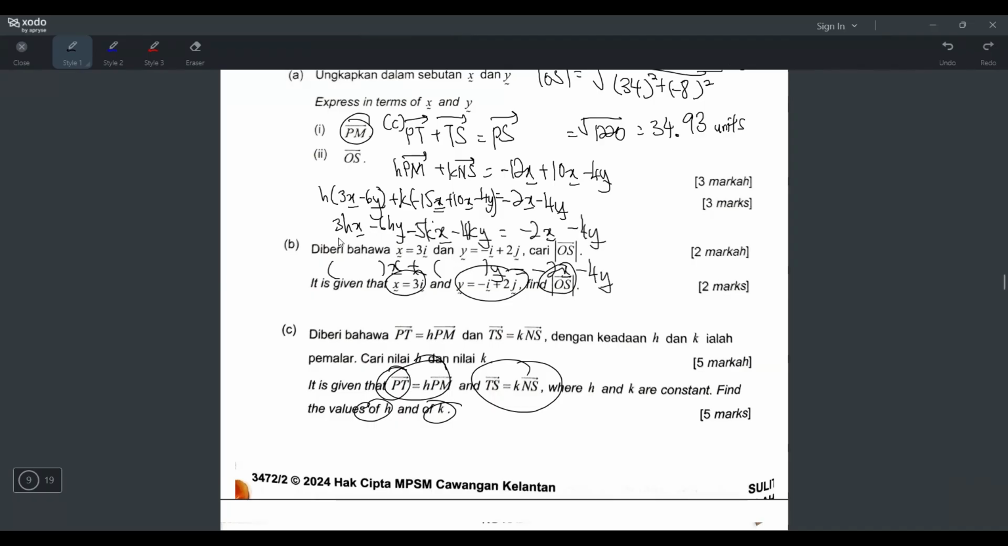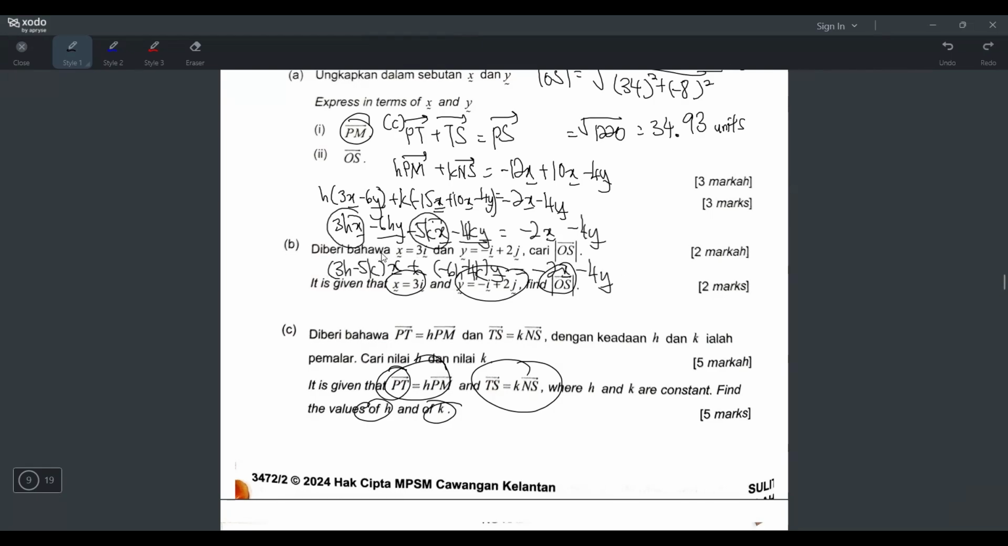So what you can do is you look at this and this, they both have x. So what happens when you take out the x? You will have 3h minus 5k, right? And then this one, same thing. You will look at this and this, but you will take out the y, so it becomes negative 6h minus 4k. And why I do like that? Kenapa saya buat macam tu? Because I want to compare the coefficient with the other side later.